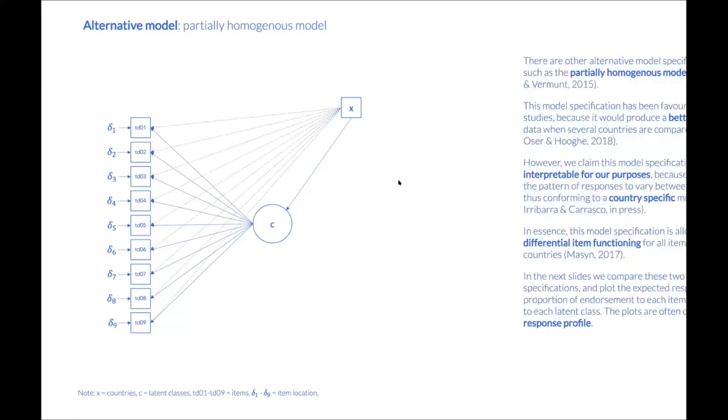There is a second approach to model responses between countries, and it's what is called the partially homogeneous model. In this one, you allow that the country not only has an effect on the rate of the latent class, but also has an effect on each of the indicators. What we argue with one of my colleagues, Torres Ibarra, is that this approach, instead of being called the partially homogeneous model, should be called the country-specific model, because what it's going to give you is a model that is really specific to the country.